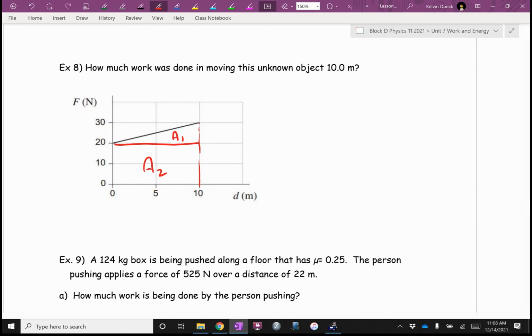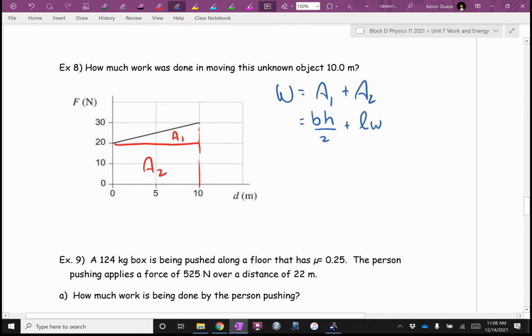Would you like a chance to redeem yourself? Show them how it's done. So, work is going to be what? Area 1 plus area 2. Area 1 is a triangle. How do we find the area of a triangle? It's base times height over 2. Area 2 is a rectangle, base times height, or I usually think about it as length times width. Okay, so let's plug in our numbers.